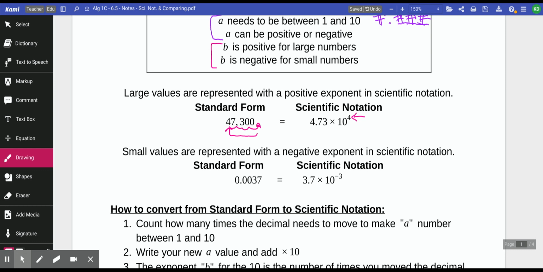For a small number example here, this is 0.0037. So again, we have to move that decimal point so that it's between the 3 and the 7. We want one non-zero digit to the left of that decimal. So we're going to go 1, 2, 3, move it 3 times to put it between the 3 and the 7. And that is reflected in our exponent, right? We moved it the other direction 3 times. So it's going to be -3 as our exponent. So again, that means we're dividing 3.7 by 10 3 times to get that 0.0037 number.